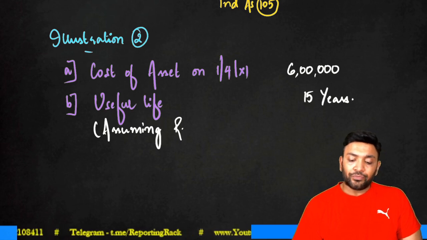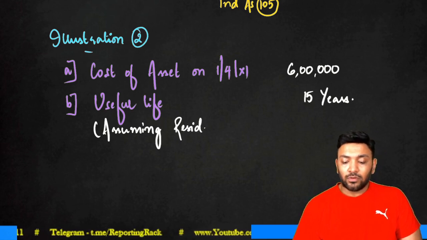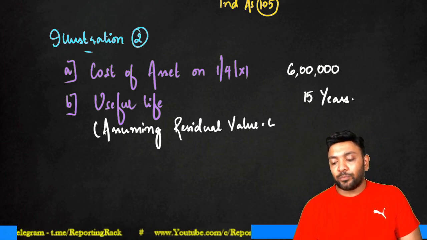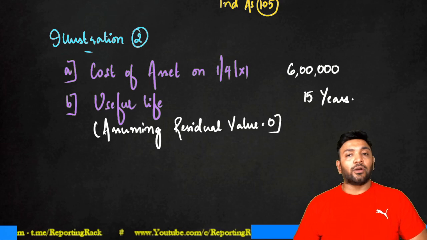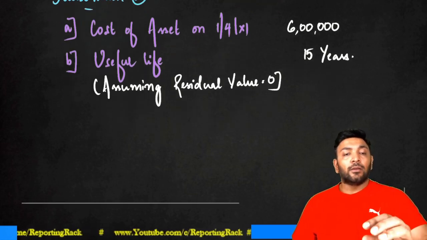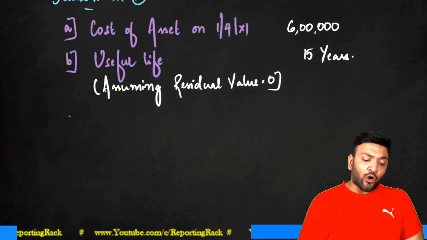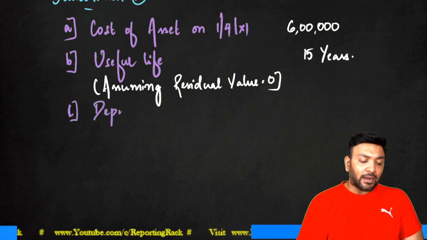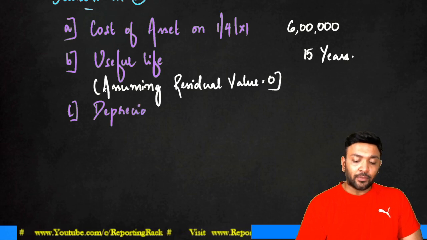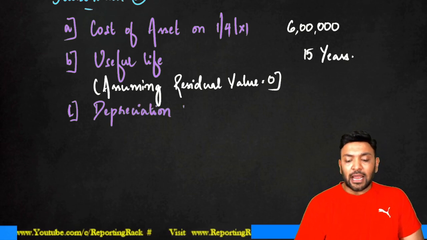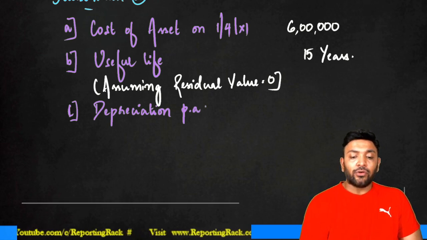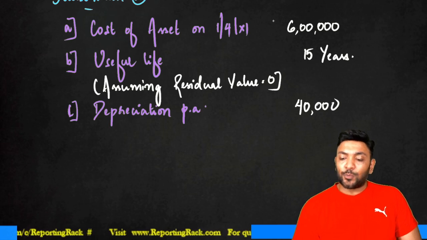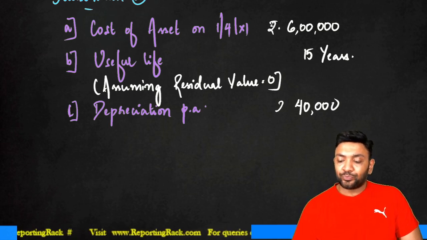Assuming residual value is equal to 0. Okay. Based on this assumption, what is your depreciation per annum? My depreciation per annum every year would have been 40,000. This is in rupee. Let us indicate it as rupee.